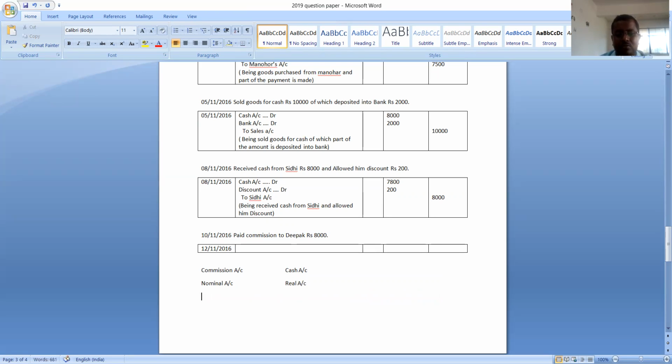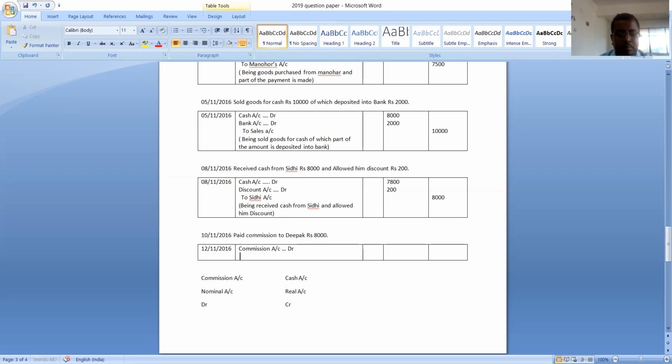Now we should decide which account should be debited and which account should be credited. Paid commission, in the sense it is an expenditure. So what is the rule of nominal account? Debit all expenses and losses. So since commission is paid, it is expenditure, it should be debited, and here cash is going out of the business, so cash account should be credited. Understood? So which account should be debited now? Commission account should be debited, because it is expense. So commission account debit, to cash account.